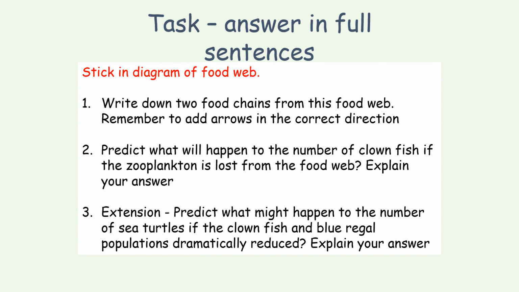Explain your answer. And number 3 is predict what might happen to the number of sea turtles if the clownfish and blue regal populations dramatically reduced. Explain your answer. So pause the video and try to answer the questions before I go over the answers.